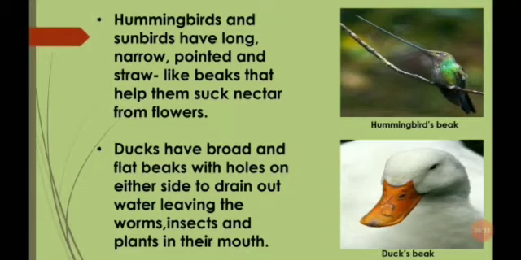Children, you might have seen the duck. They have a specific type of beak which is broad and flat with two holes on both sides of the beak. Do you know, children, why the holes are there? Because they eat worms, insects, and plants present in water. So, with all these things, water also comes in their mouth. With the help of these holes, they drain out the water, leaving the food behind.